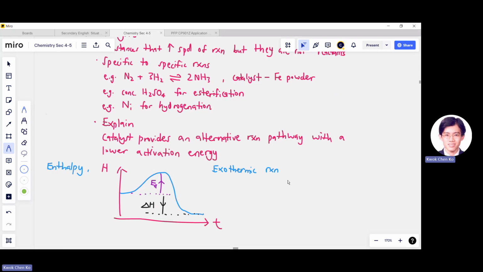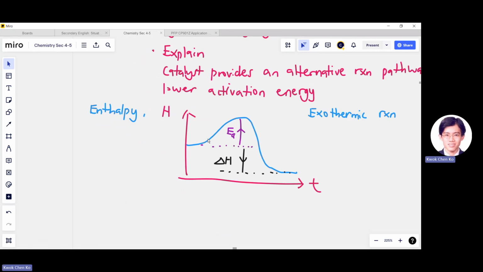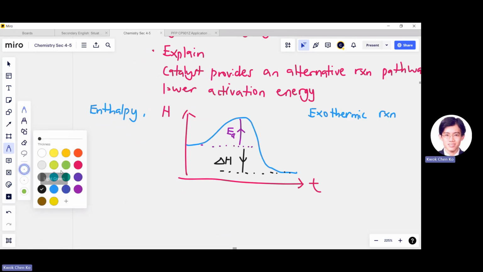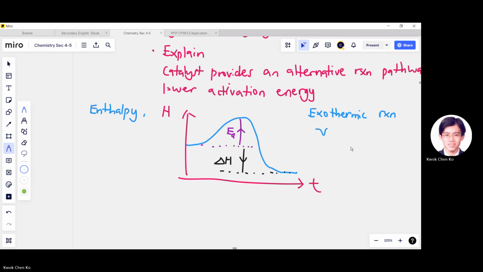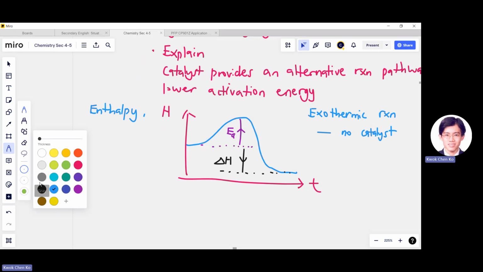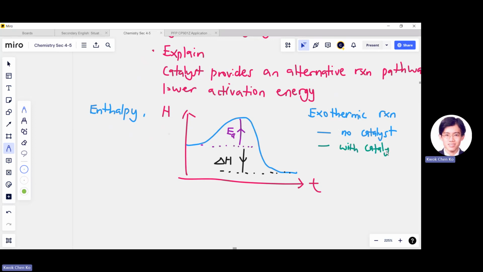But of course, you're not done yet. Now, this one is no catalyst, or uncatalyzed. But your question is going to ask you to draw a curve that has a catalyst. Never mind, later I'll tell you.